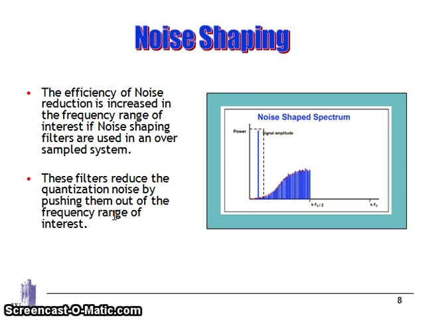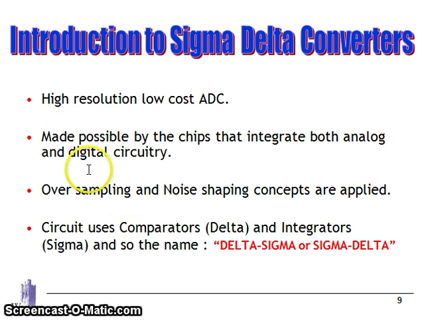With this knowledge, now we will see the principle of operation of sigma delta converter. The sigma delta converter is a high resolution, low cost A to D converter, and it integrates both analog and digital circuitry. That is one more advantage. Here the oversampling and noise shaping concepts are applied, and in this converter we use comparators and integrators. That is why it is called a delta sigma converter.